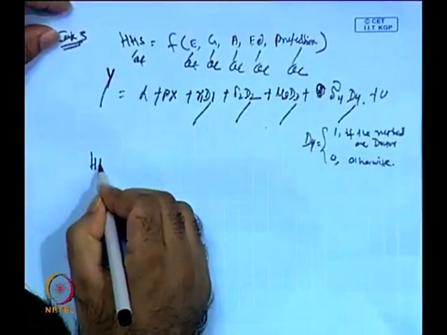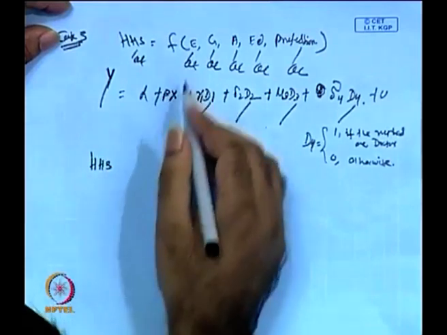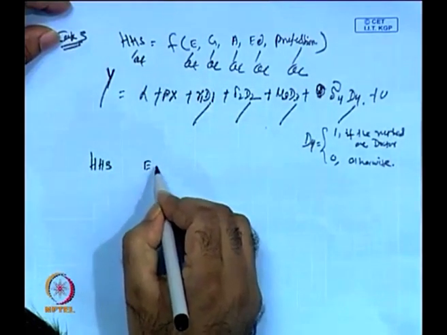Let me highlight another way how the profession can be categorically divided into various groups. So for instance, let's have a look here: household saving, then obviously earnings is another variable.